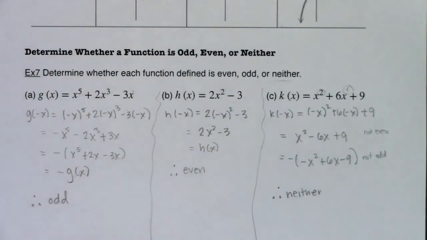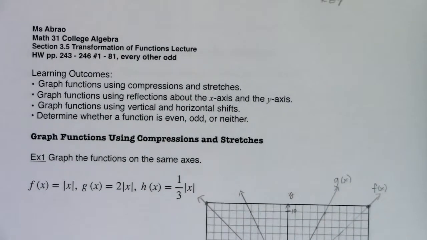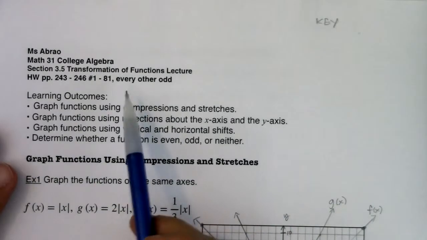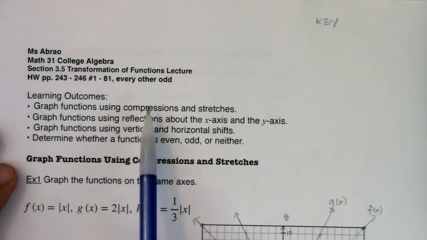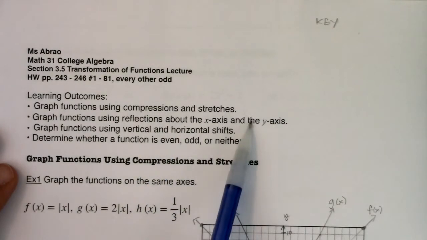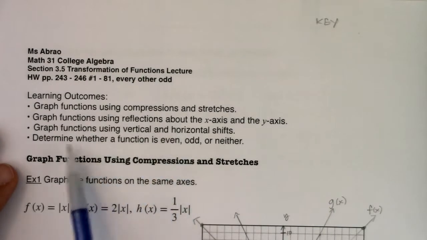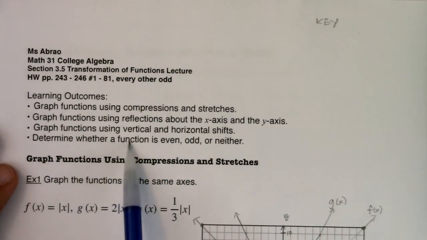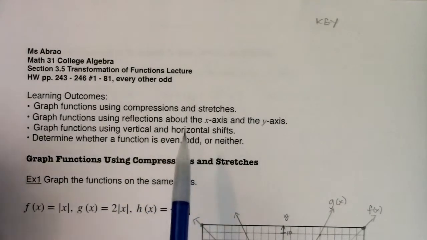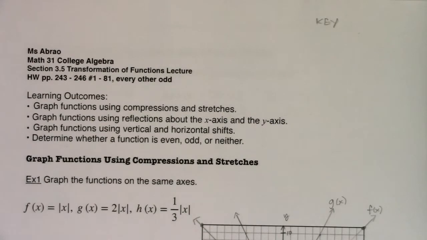It's a neither, okay? So with that, that wraps up section 3.5. So let's just take a look back at what we've accomplished. We've done a bunch of transformations, which was the title of this section. We've compressed things and stretched things, vertically and horizontally. We've reflected our graphs over the x and y axis, and we've done vertical and horizontal shifts. And the last topic we just picked up was determining whether a function was even, odd, or neither. All right, so that's going to take us through section 3.5. Next up is section 3.6, where we'll take a look at the graphs of absolute value functions a little bit more closely.